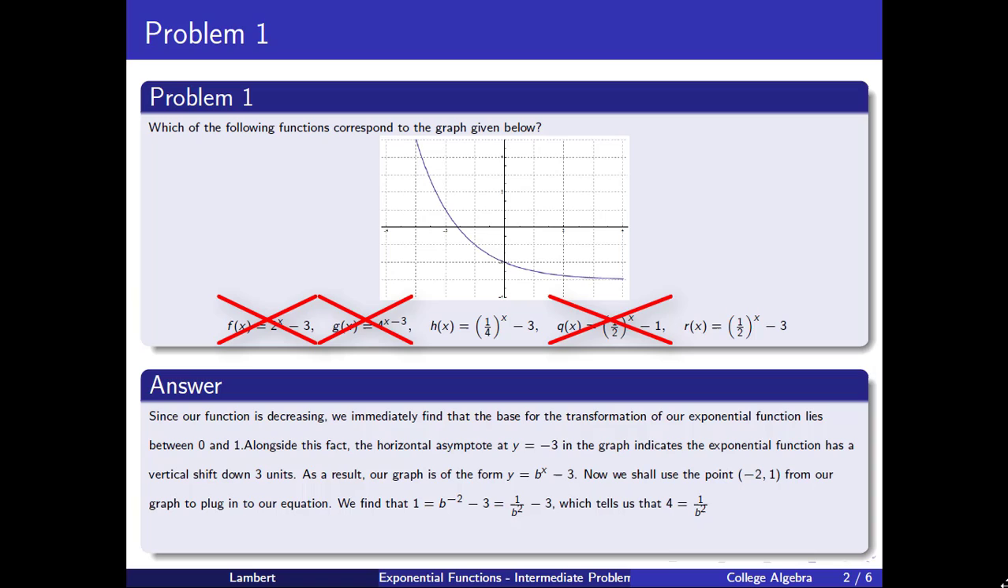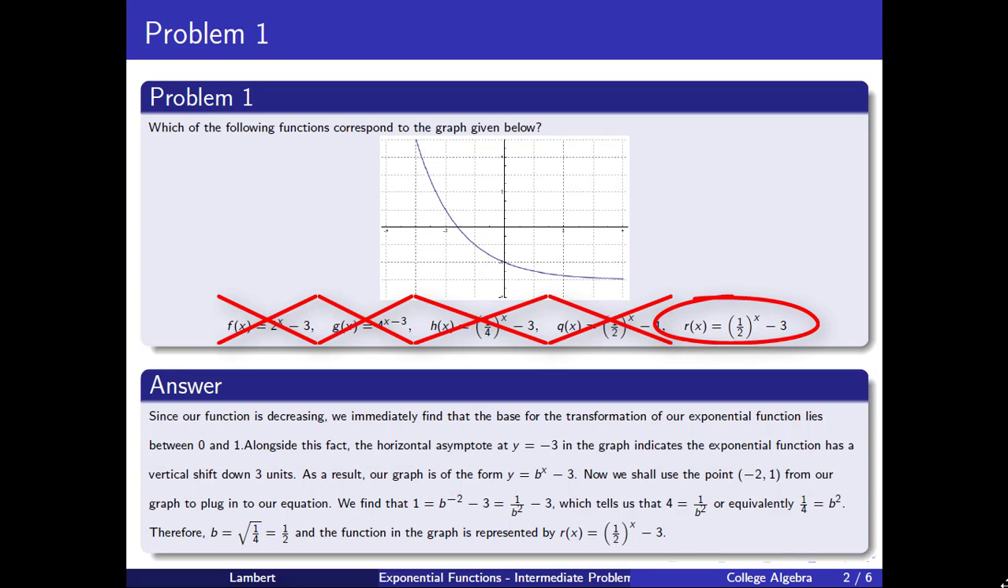By the way, you could write that as 1 over b squared minus 3 if you like that. But at the end of the day, we get 4 equals 1 over b squared. So now where do we go from here? Well, you can multiply both sides by b squared and then divide both sides by 4. So you get 1/4 equals b squared. And in order to solve this, we take the square root of both sides. Usually you have a plus or minus, but the reason we don't is since it's an exponential function, we only consider the positive square root. So the square root of 1/4 is just 1/2, and we have our solution that this has to be 1/2 to the x power minus 3.